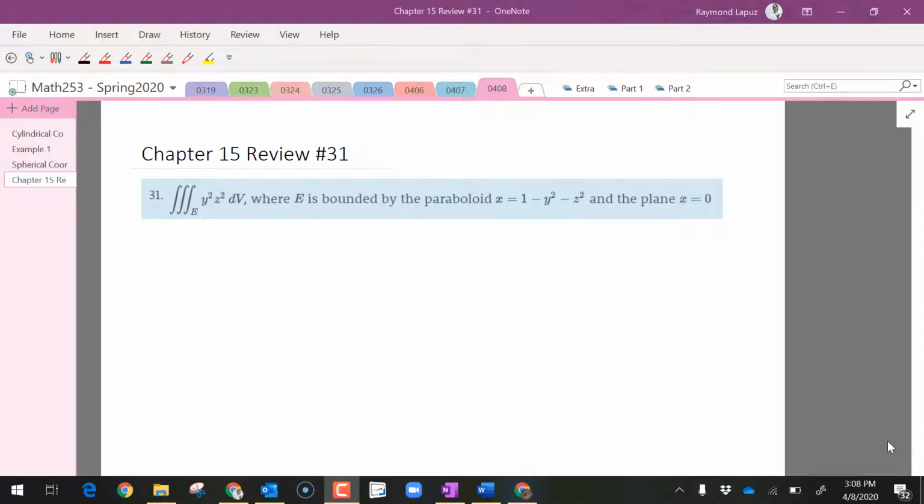Let's do this problem from the review in chapter 15, number 31. They want us to find the triple integral over some solid E of y squared times z squared dV, and E is bounded by the paraboloid x is equal to 1 minus y squared minus z squared, and the plane x is equal to 0. So we're going to need to know something about the shape of this solid, and one way to do this is to try to draw it.